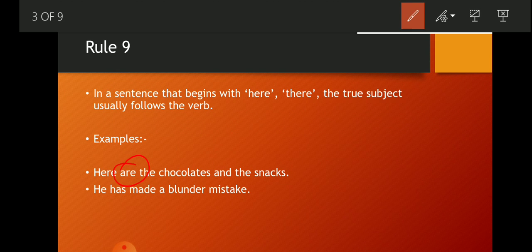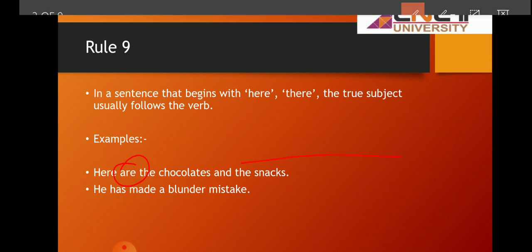Okay. Now the second example is, he has made a blunder mistake. According to the rule, has here is the third person singular verb. So we need to obey the rule. Okay. The rule number 9, we have already discussed it. Now coming to the next rule.